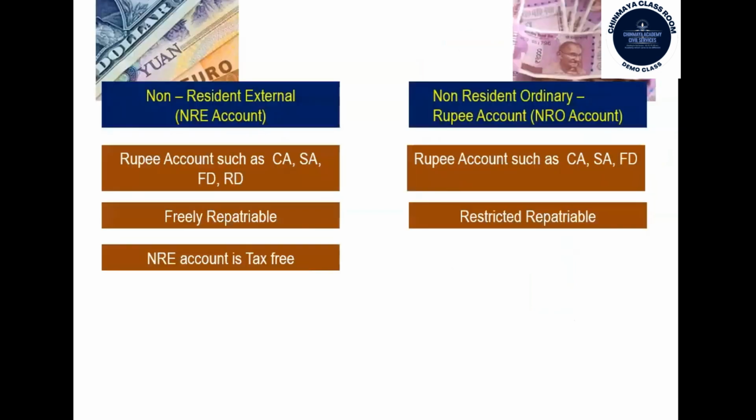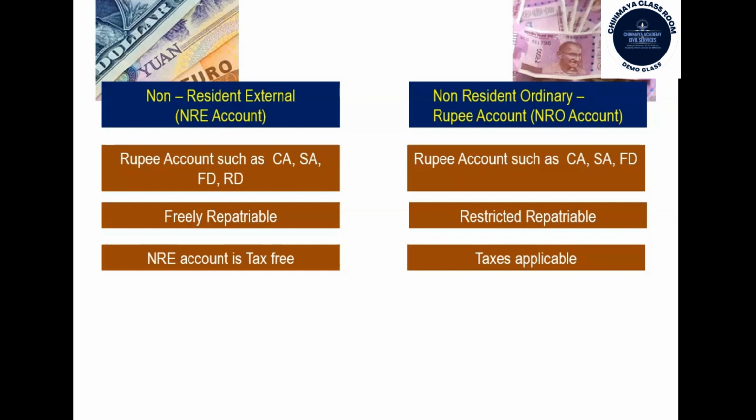So the difference between these two is, I'll tell you the key differences. NRE account is freely repatriable. Okay, why is it freely repatriable? They earned it somewhere else. They brought it inside. From here again, if they want to take it back, they can freely take it back. But funds in NRO is not freely repatriable because the money is generated inside India. So it is not freely repatriable. NRE account is tax free. NRO account, taxes applicable. Why is NRE tax free?